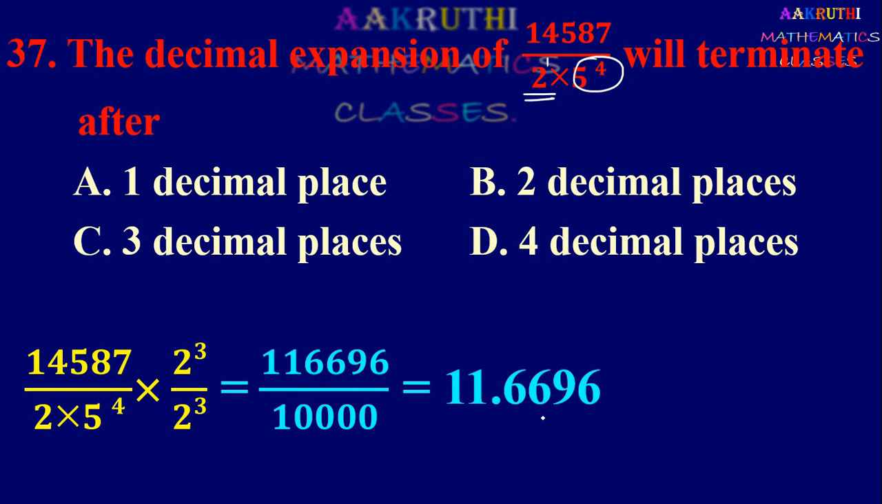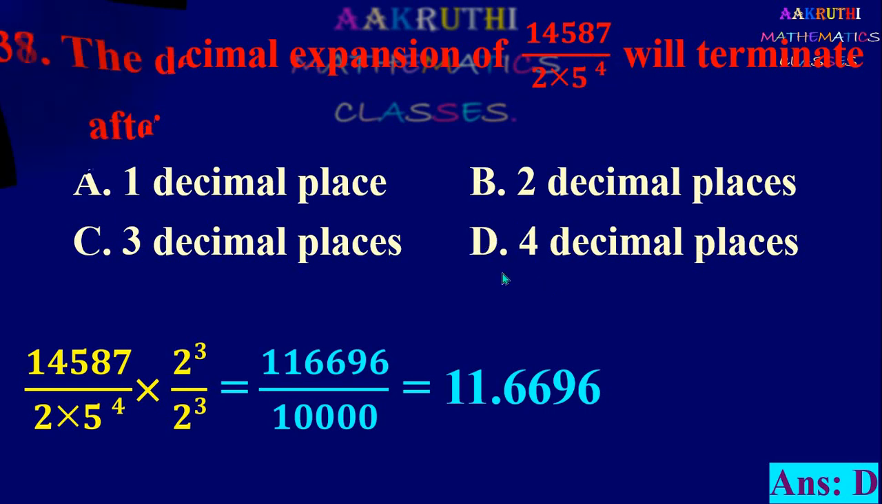Therefore the given number will terminate after 4 decimal places, which is option D. So here the decimal expansion of the given number is 11.6696, which is terminating after 4 decimal places. So the correct option is option D.